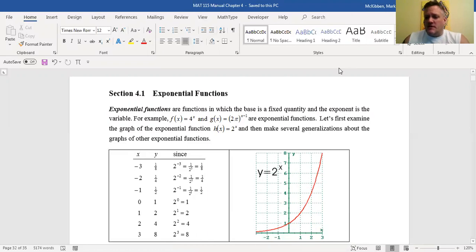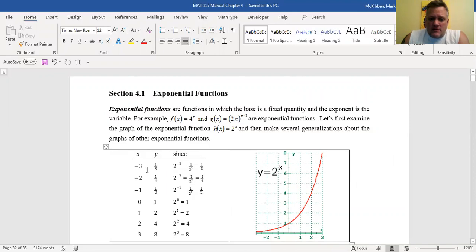At 4, it would be 16. At 5, it would be 32. So this function is going to continue to rise very quickly. In fact, the speed at which it rises will increase the larger x gets. So it's pretty safe to say that as x gets large, the function is going to get large. It's going to plus infinity.